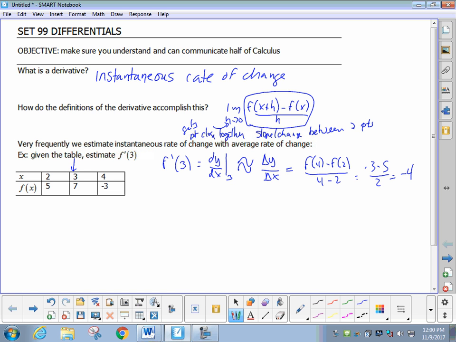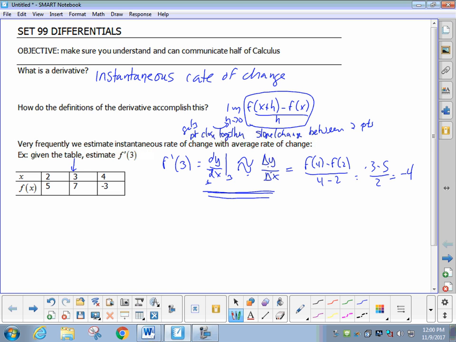Now, the answer is not very important. The point of this is this. We normally estimate a derivative with the average rate of change, but today, we're going to use a derivative to estimate the, wait a second, did I say that wrong? We usually estimate average rate of change with the derivative. No, say that again. We usually estimate the derivative with average rate of change. But today, we're going to estimate average rate of change, or true change, with the derivative.